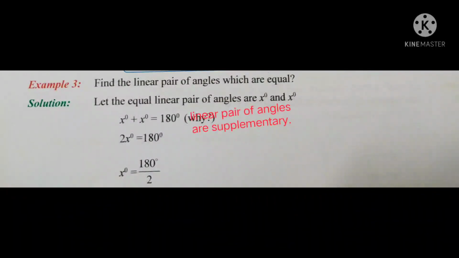So we take x degrees and x degrees. So x plus x degrees equal to 180. Why? Since linear pair of angles are supplementary. So x plus x, on the left hand side, is 2x degrees, equal to 180. Transposing 2, x equals 180 by 2, so x equals 90 degrees. Hence each angle is 90 degrees.